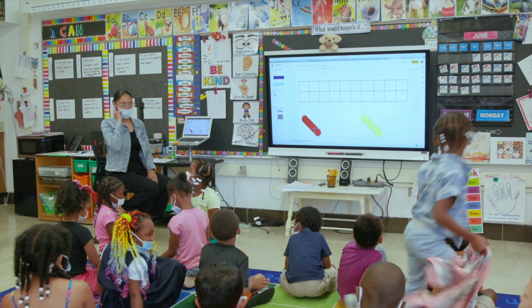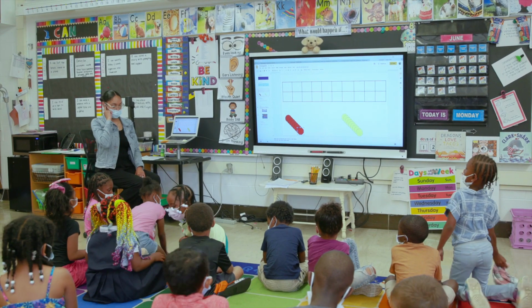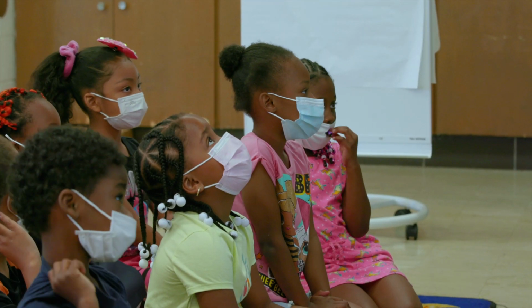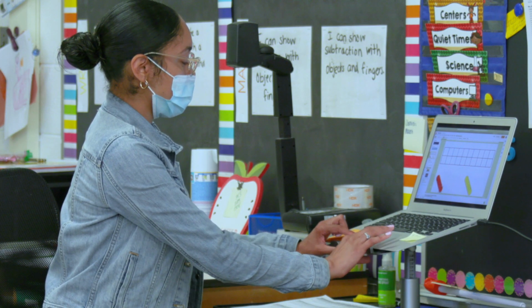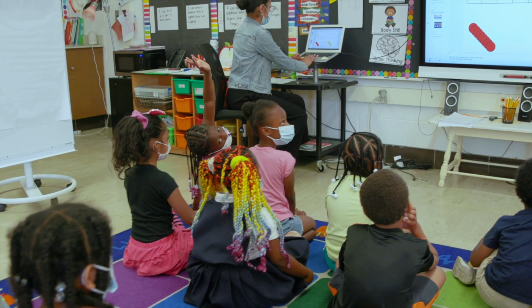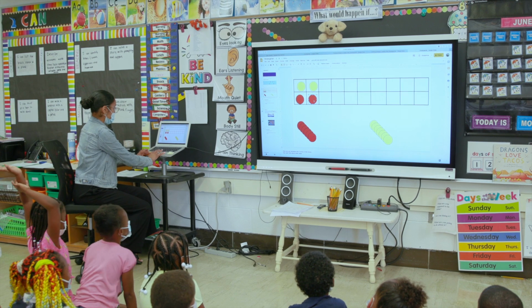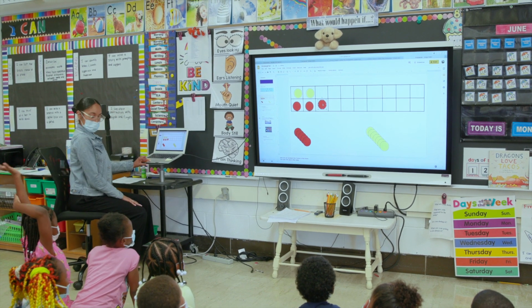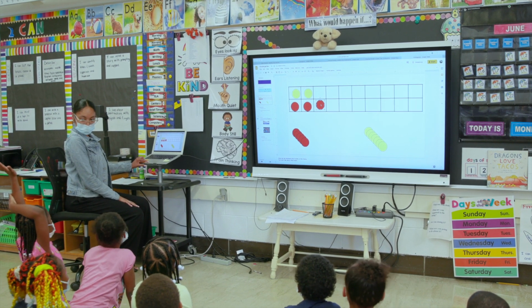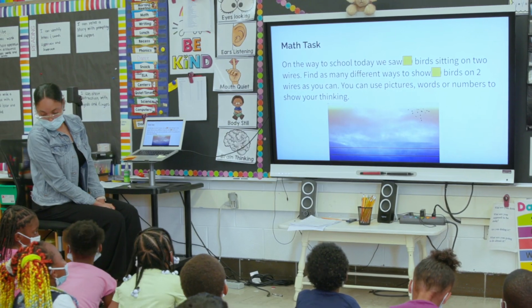I heard some really wonderful things as I was walking around. Faith, can you tell us what you and your partner shared? 2 could be on the top and 3 could be on the bottom. Okay, so she said 2 could be at the top and 3 birds could be at the bottom. Do you guys agree? Yes. Okay, so does that still give us 5? Yes.